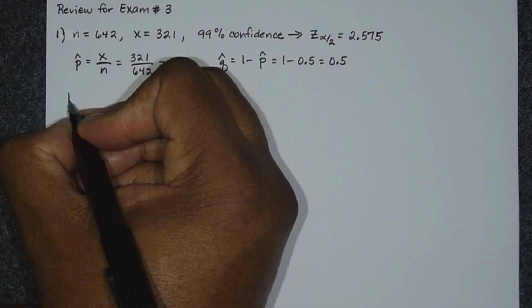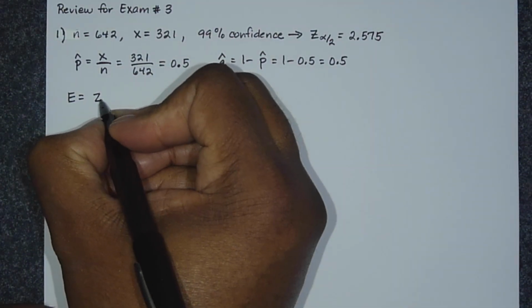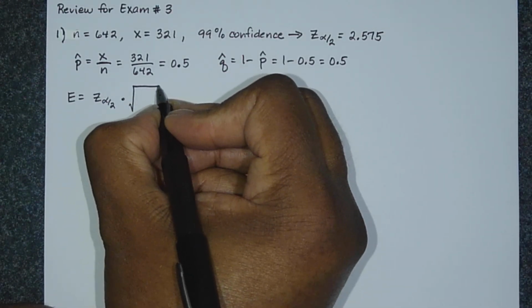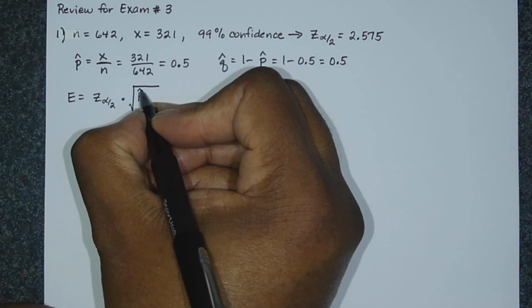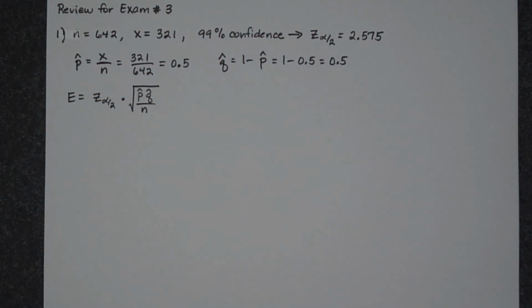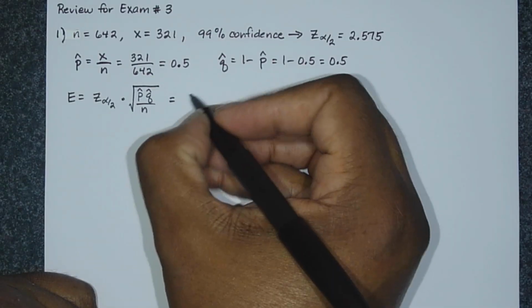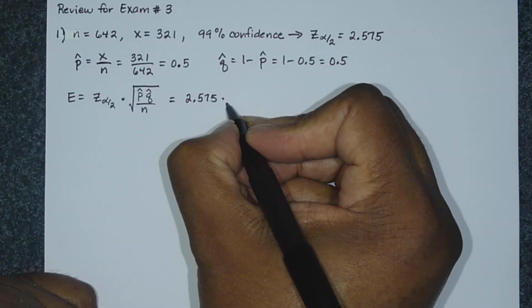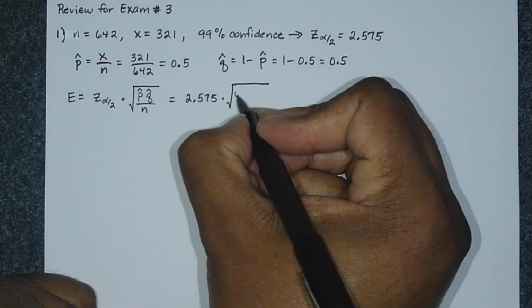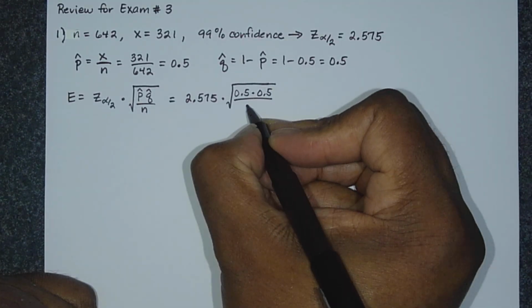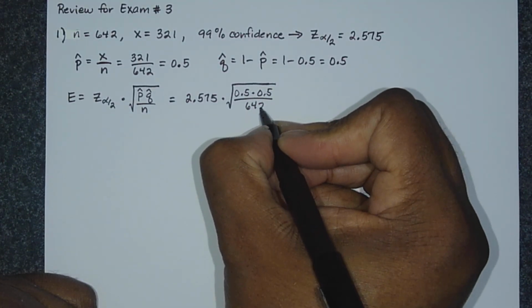Now to find the margin of error, E is z of alpha over 2 times the square root of p hat times q hat divided by n. That's how we find the margin of error. All right, so the z of alpha over 2, that's 2.575, times the square root of p hat, that's 0.5, times q hat, that's also 0.5. The whole thing is divided by n, which is 642.